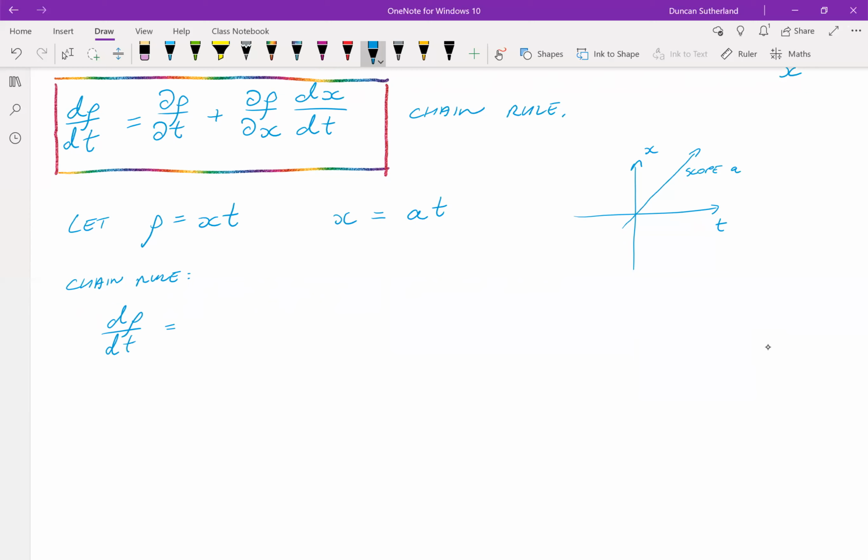Partial d rho dt is x. Partial d rho dx is t. And total derivative, ordinary derivative dx dt is a. Okay, so let's just write these bits down, or just tell you what they are.